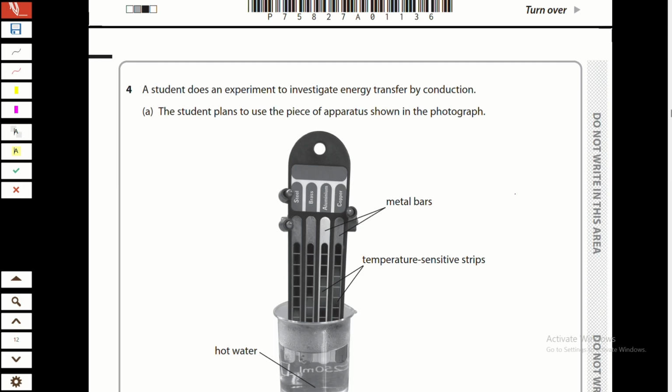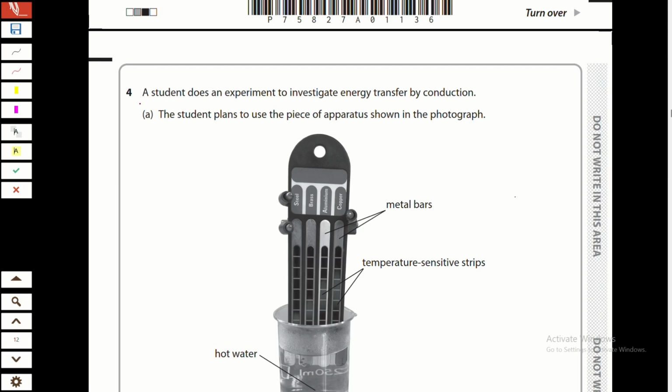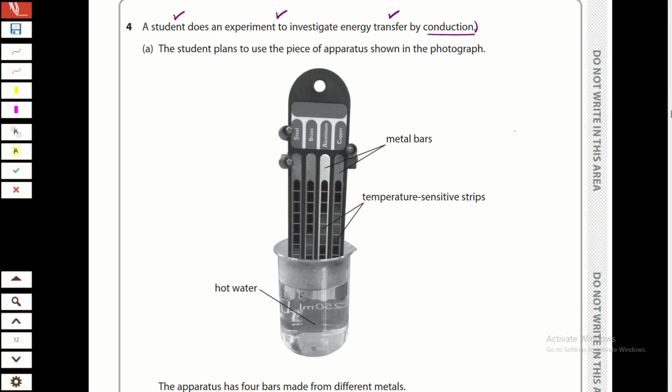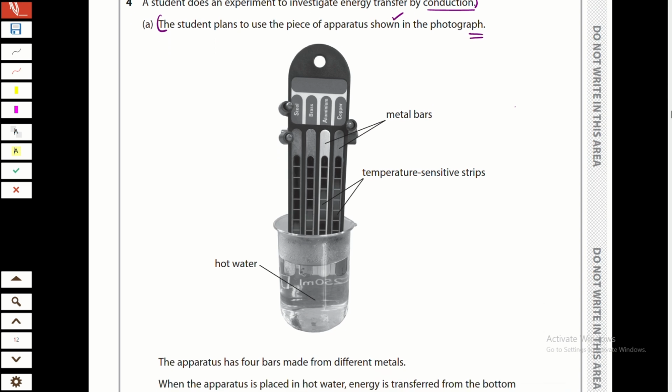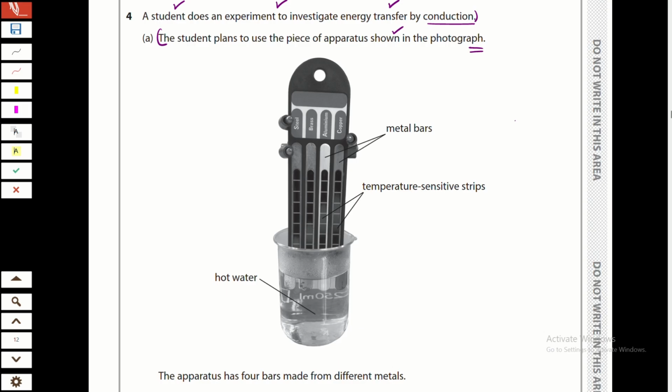Alright, so question 4 is basically an experimental question. A student does an experiment to investigate energy transfer by conduction. So the student is going to conduct an experiment, and in this particular experiment, the student is going to investigate energy transfer by conduction. The student plans to use the piece of apparatus shown in the photograph. So if you check the photograph, the student plans to use this apparatus.